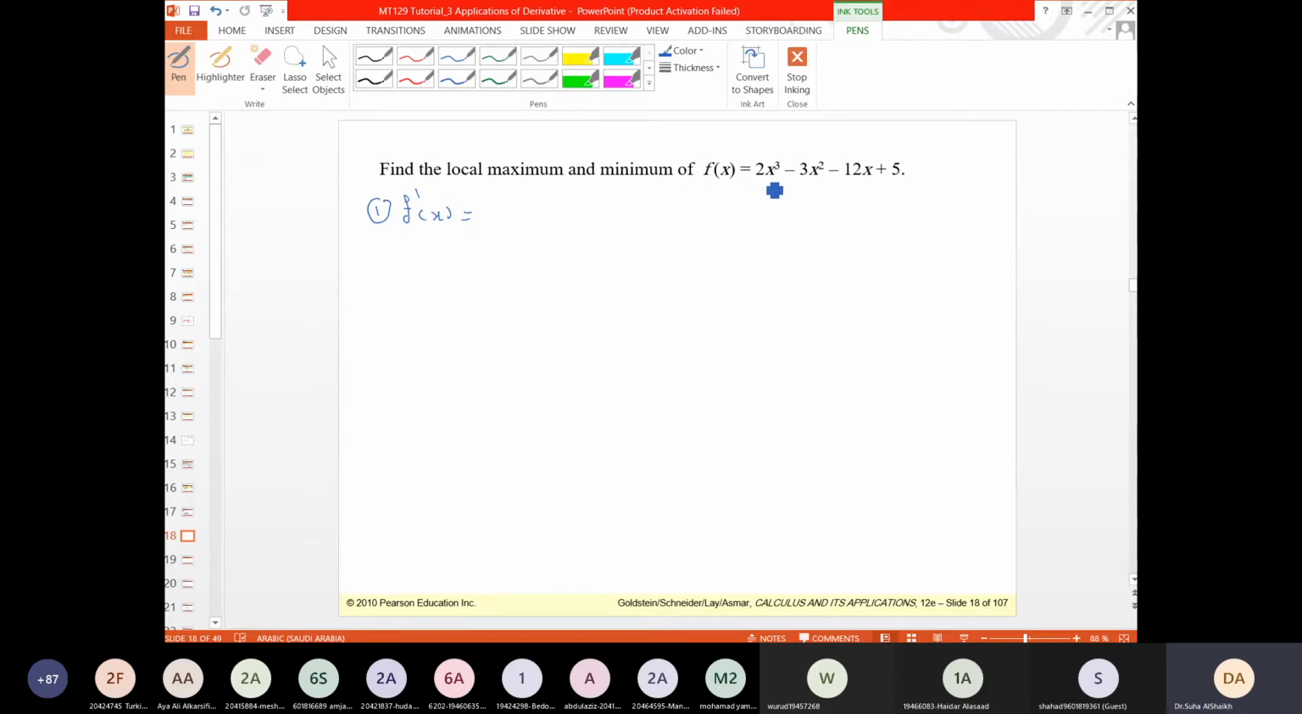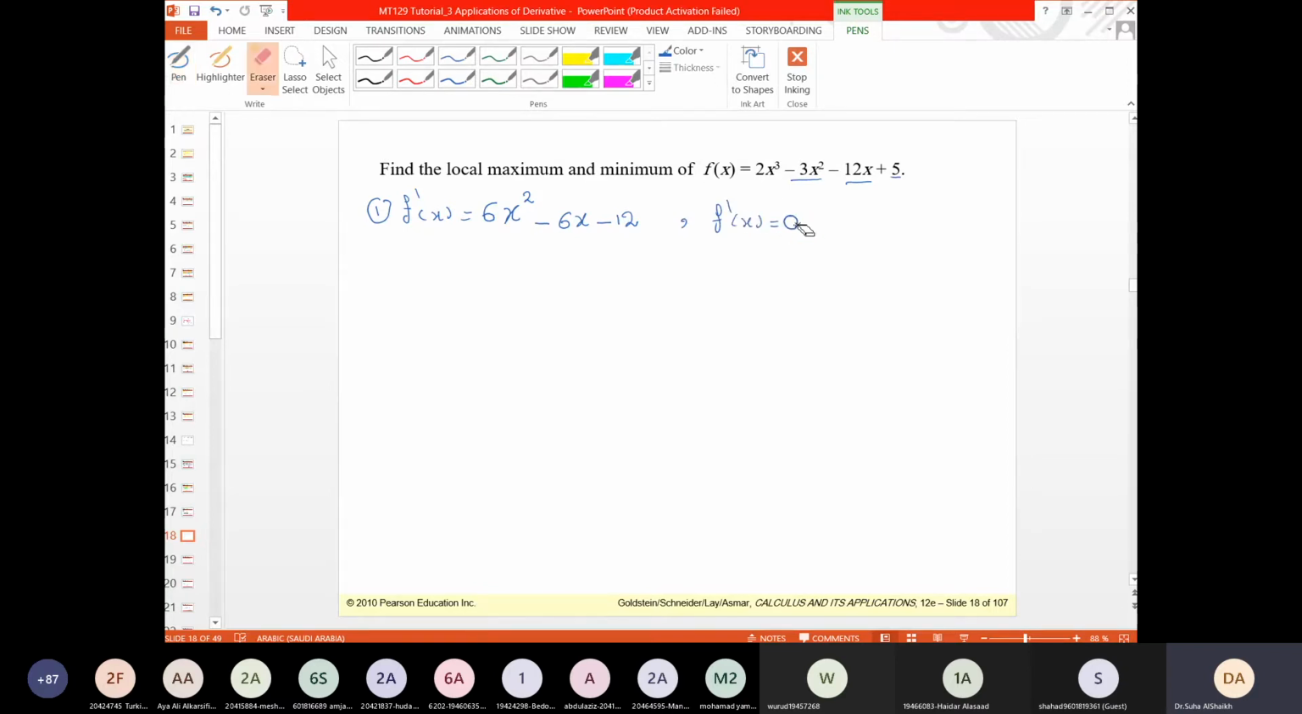What's the derivative of 2x cubed? This is a practice now. It is 6x squared. What's the derivative of minus 3x squared? It is minus 6x. And what's the derivative of minus 12x? It is minus 12. And what's the derivative of 5? It is 0. So this is the first step. We find f dash of x and then we let f dash of x equal to 0.